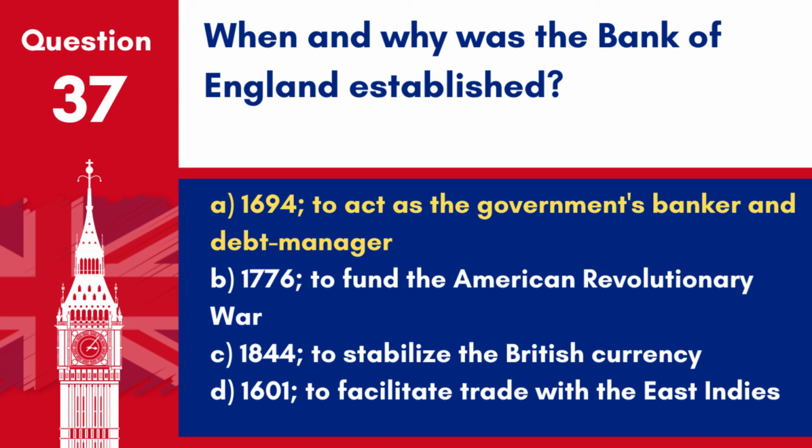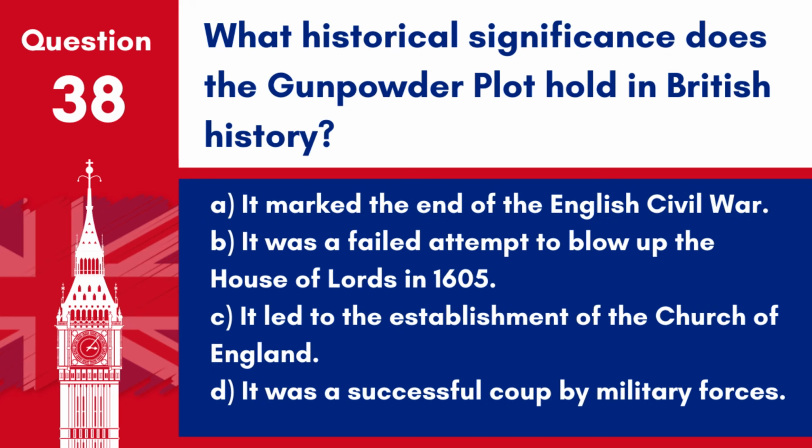Answer. A. 1694, to act as the government's banker and debt manager. The Bank of England was established in 1694 primarily to act as the government's banker, managing its debts and holding its reserves. Question 38. What historical significance does the Gunpowder Plot hold in British history?